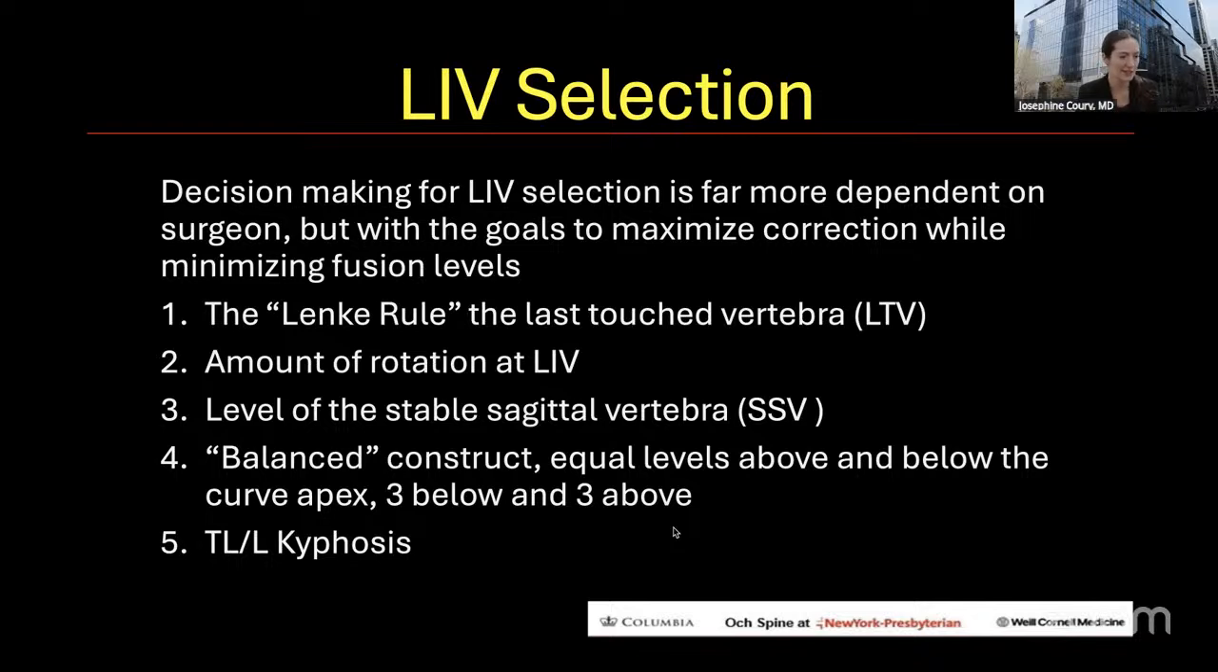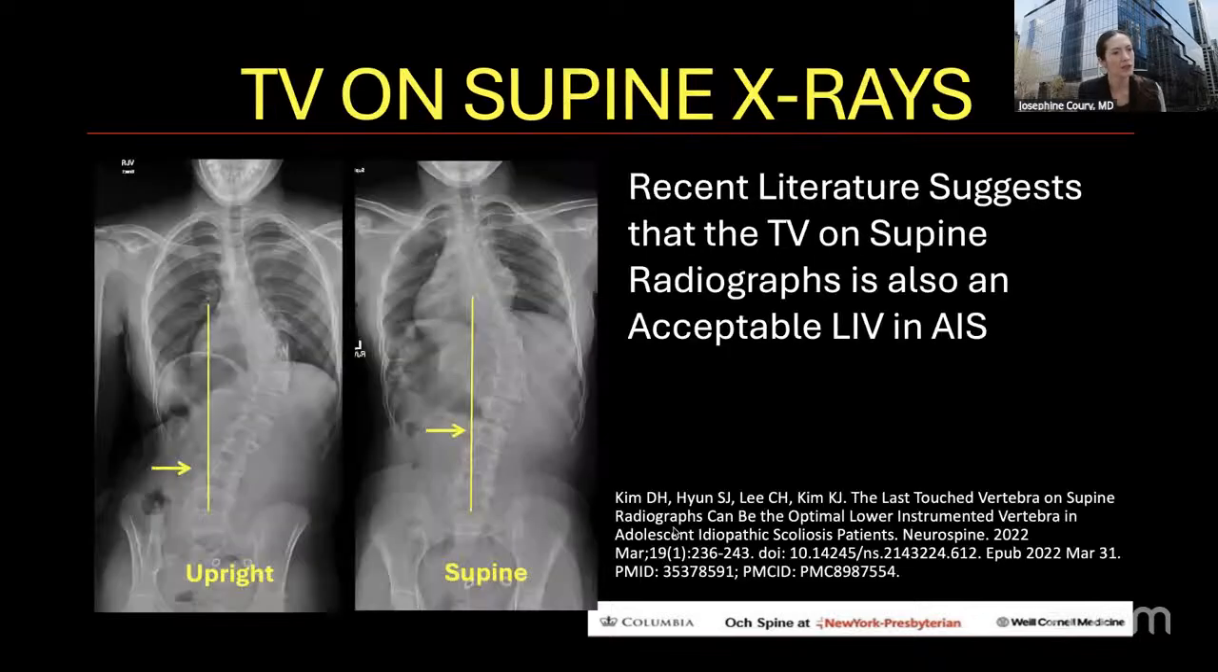And then the last is, again, it's always important to pay attention to the proximal thoracic kyphosis for UIV. So you also have to pay attention to the thoracolumbar kyphosis for the LIV. So a bunch of recent studies have also shown that the last touched vertebra on supine films can be used as the LIV in AIS.